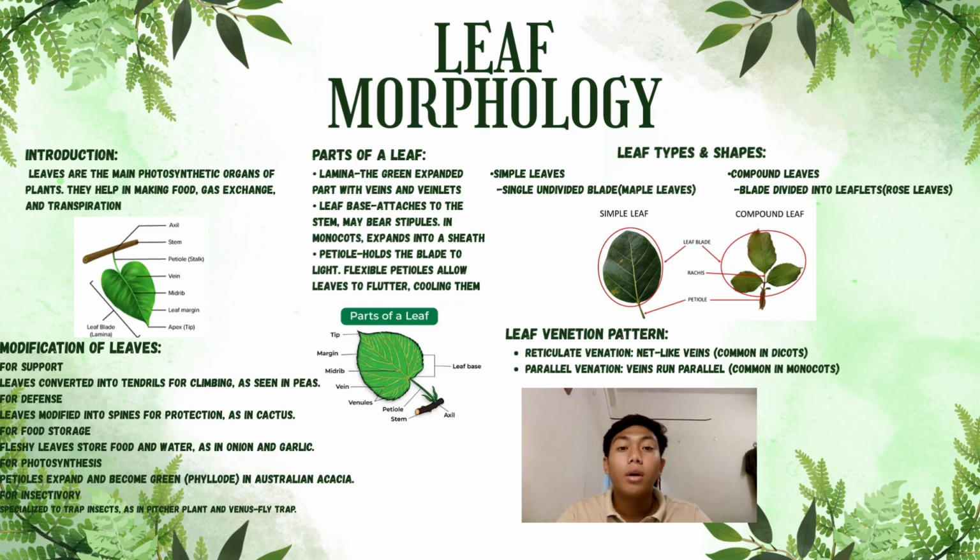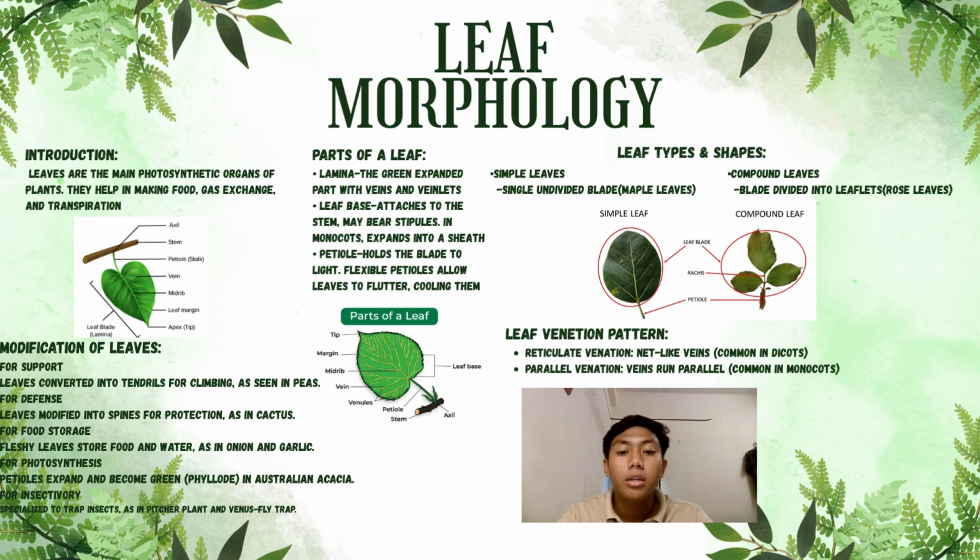Hello, today I would like to talk about leaf morphology. Leaves are the main photosynthetic organ of plants. They help in making food, gas exchange, and transpiration. There are many parts of a leaf, such as lamina. Lamina is the green expanded part with veins and veinlets.